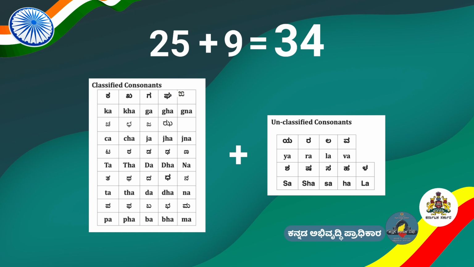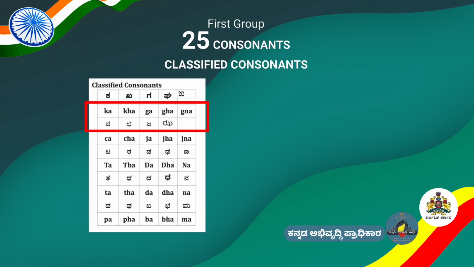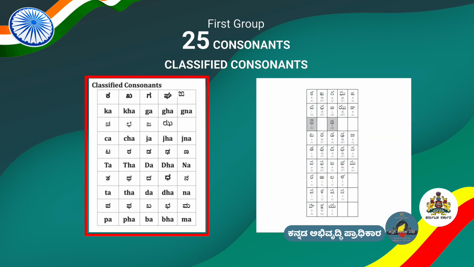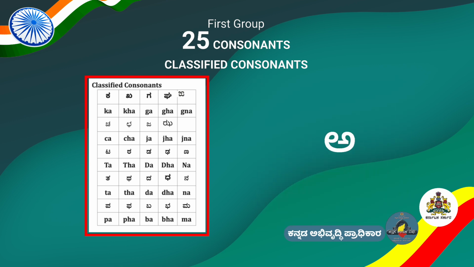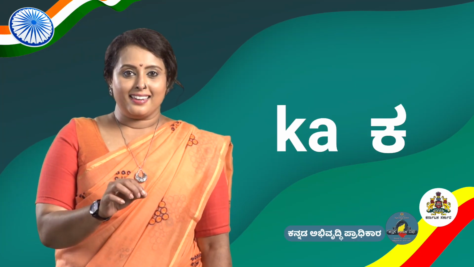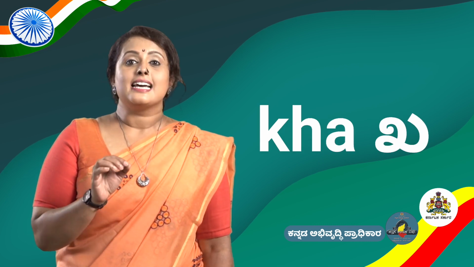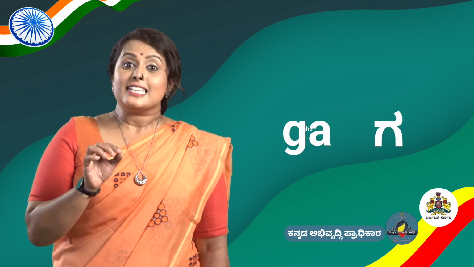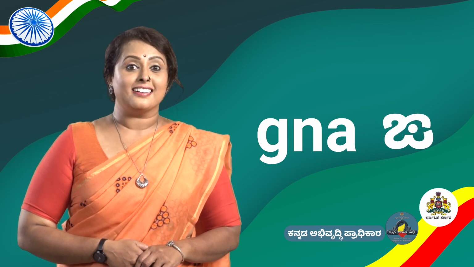You can have a look at them. They are in two groups. The first group of 25 consonants are called classified consonants. They are distributed in 5 classes or vargas. This is similar to other Indian language script systems. And all the consonants here are written combined with the basic vowel A. Let us look at the first group. K-A for K. K-H-A for Kh. G-A for G. G-H-A for Gh. And N-G-A for Nga.